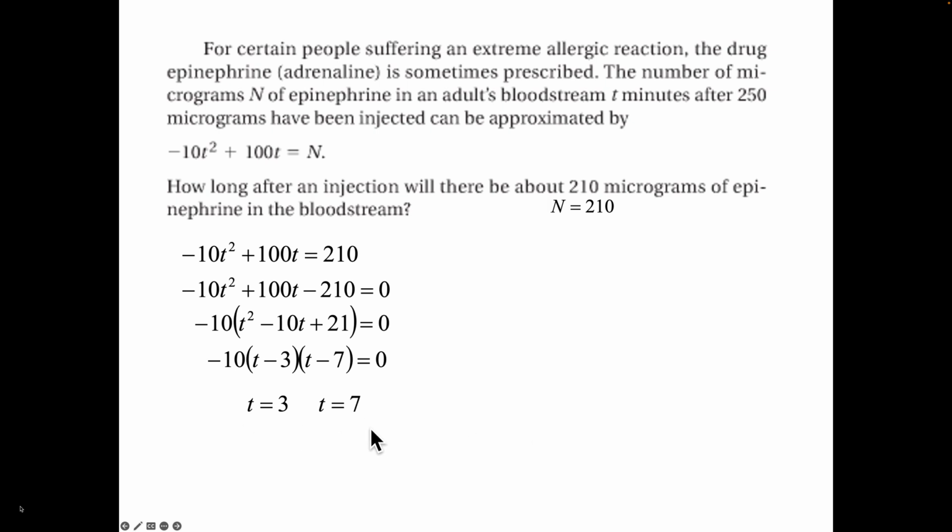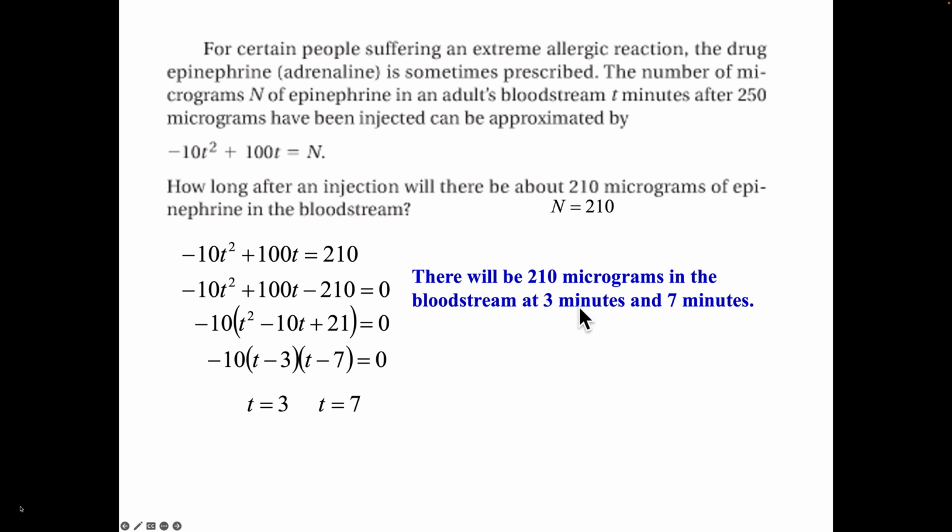So we have two answers here. At 3 minutes and 7 minutes, there's 210 micrograms in the bloodstream. And you might question, how is that possible? Well, once you inject 250 micrograms, as it's entering the body, some is still in the syringe and some is being entered. So it's probably entering through an IV.